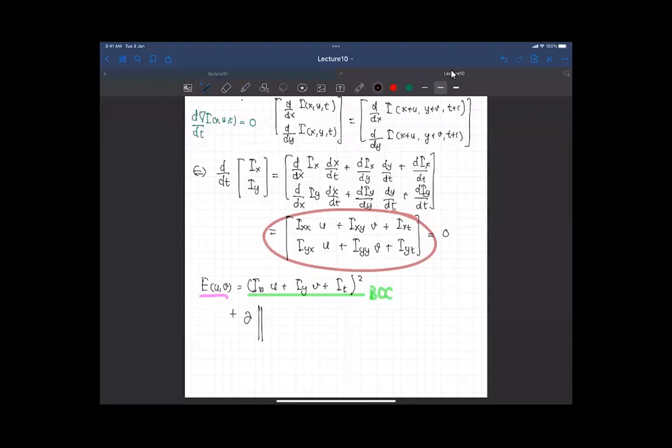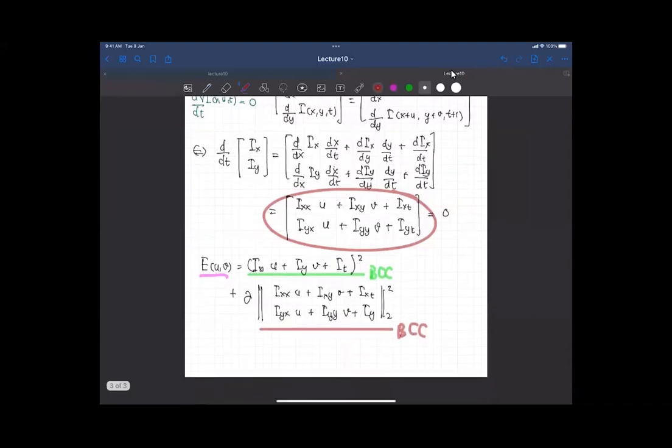So then we can have Ix u plus Ixy v plus Ixt, Iy x u plus Iyy v plus Iyt. So this one is a square root of these two elements, the y element and the x element, and then you square it. That's the meaning of this notation here. And this one here represents VCC.